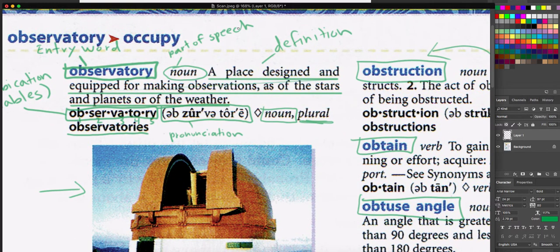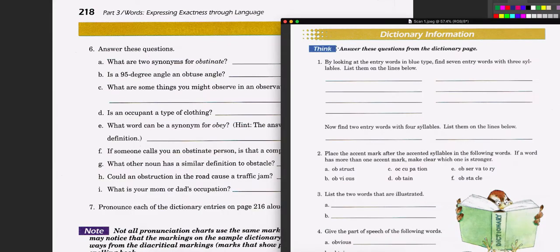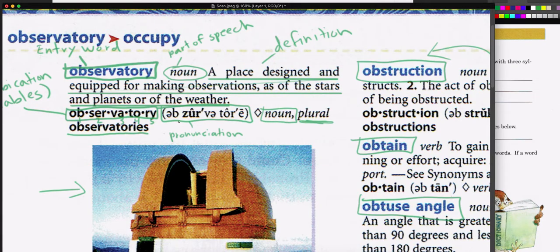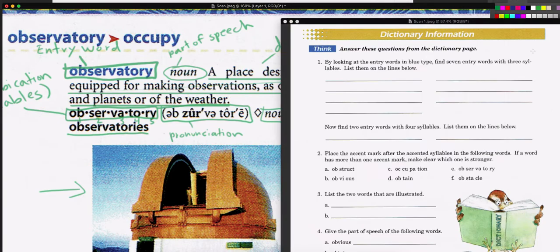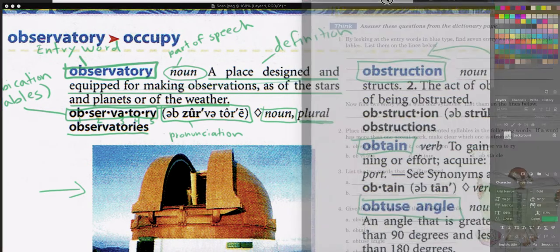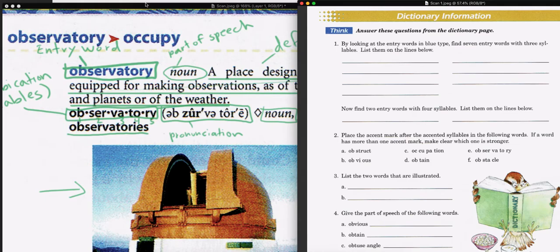So let's go over the worksheet. That's a lot in the worksheet that they're asking you to do. It's a little bit confusing, but hopefully we can do it together. Let me just bring this back up. All right. So the first one, let me just get this fixed real quick. All right. It says, answer these questions from the dictionary page.